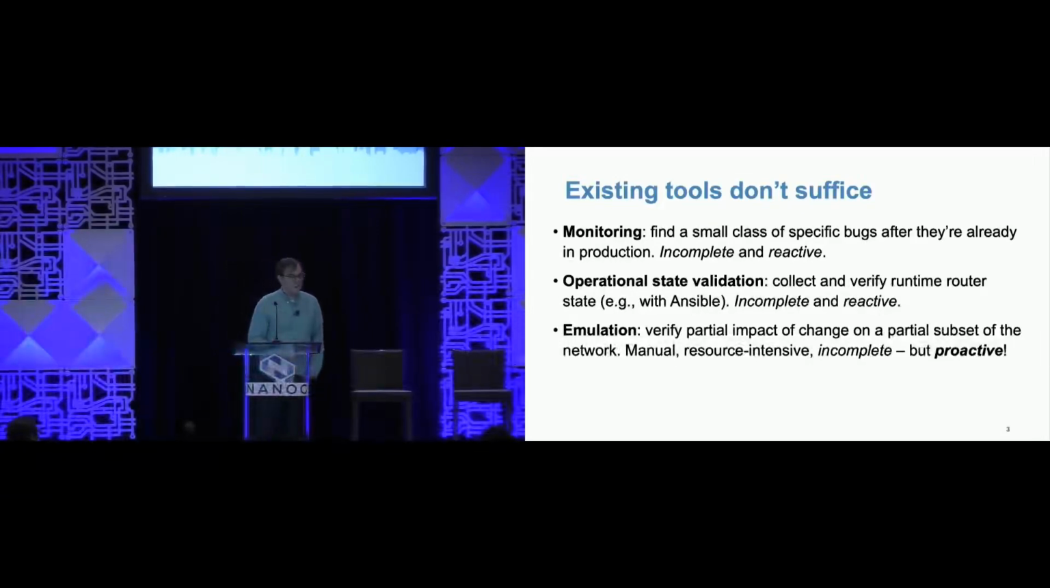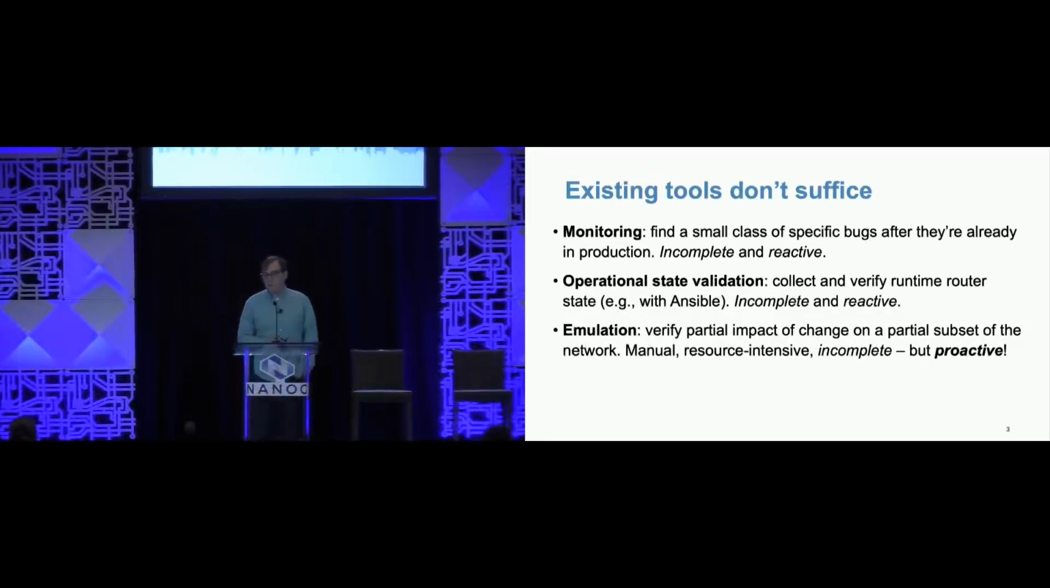Then there's operational state validation, where you actually collect and verify router runtime state. Maybe use Ansible to log into all the devices. Again, this is incomplete because you're only able to verify certain properties, certain things you measure. And once again, it's reactive because anything you can find from this runtime state validation is already affecting your network.